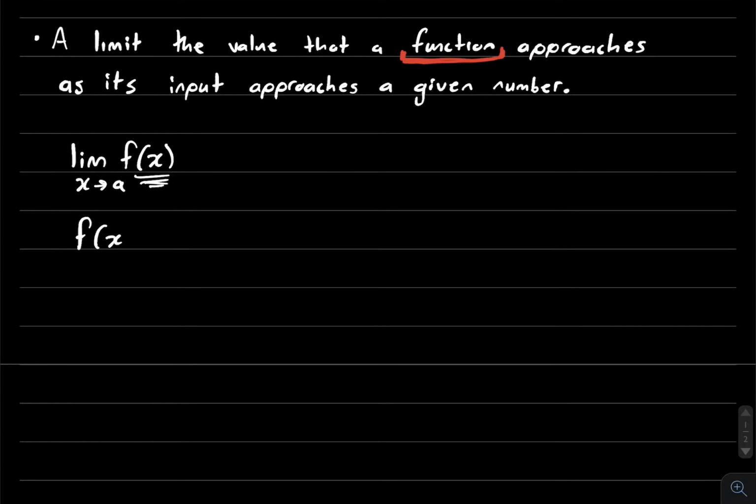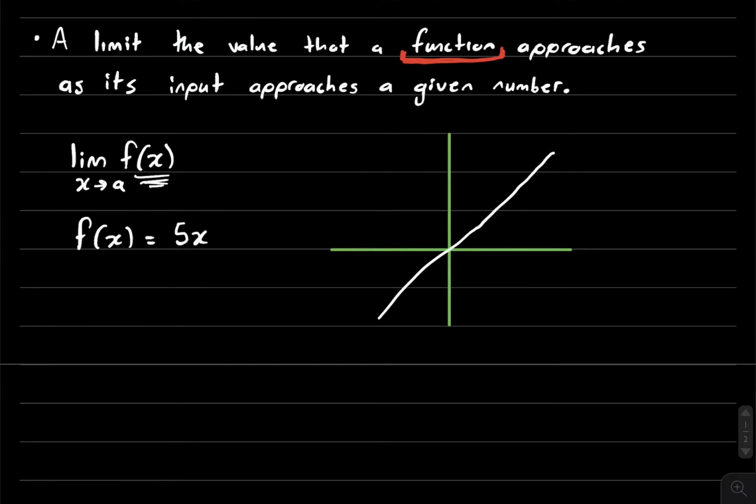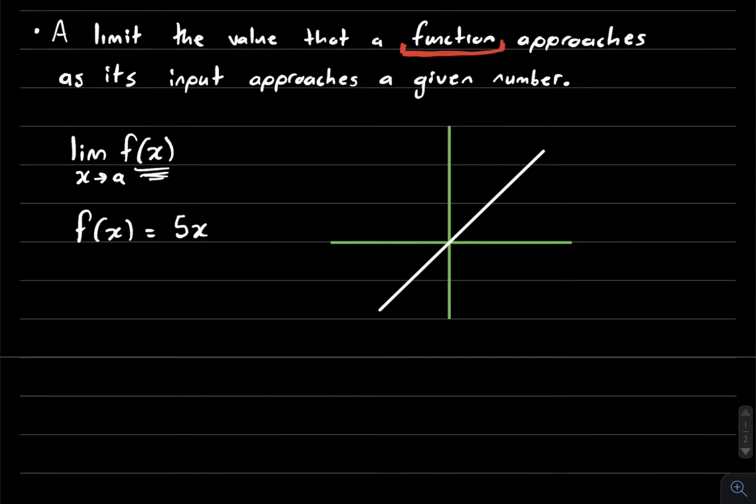Let's say it was equal to 5x, okay? So what does the graph of f look like? Let's just plot it out. The graph of f would look something like this. It's a straight line passing through the origin with a gradient of 5. Okay, so that would be f.